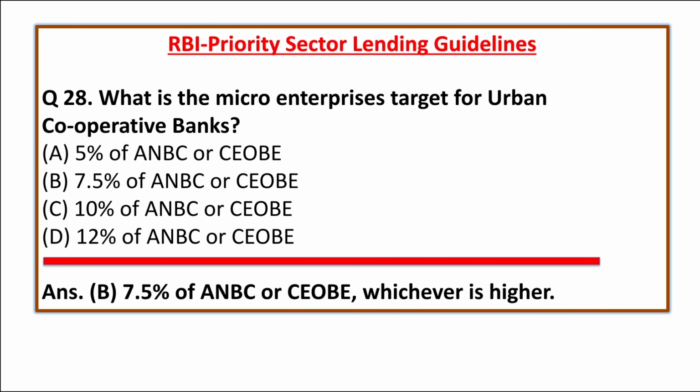Question 28. What is the micro-enterprises target for urban cooperative banks? A. 5% of ANBC or CEOBE. B. 7.5% of ANBC or CEOBE. C. 10% of ANBC or CEOBE. D. 12% of ANBC or CEOBE. Answer B. 7.5% of ANBC or CEOBE, whichever is higher.